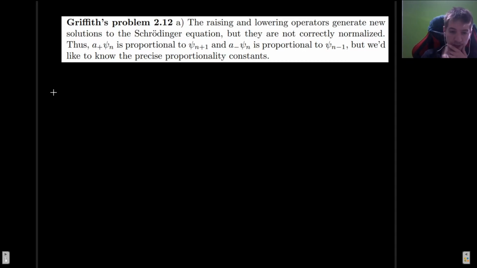So what this means mathematically is that a plus psi n is not just going to be psi n plus 1, but it's going to be some constant, let's call it c plus, times psi n plus 1. Once you multiply by that constant, then psi n plus 1 is going to be normalized. But if you do not multiply by that constant, as we saw, it's not going to be normalized. And in fact, this part is very related to what we saw in problem 2.11. That's why I didn't want to make separate videos about this.